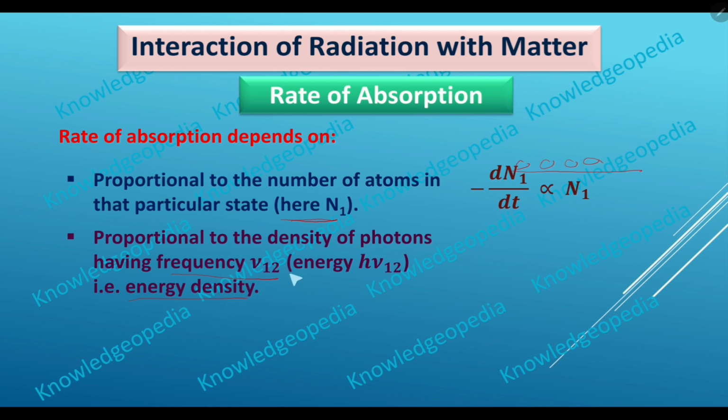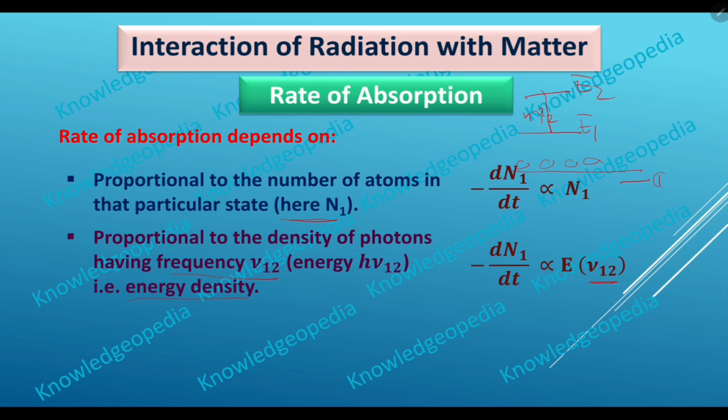What is the density of the radiation we are incidenting on the metal? Frequency nu12, I am writing this because we are considering two states, one at energy E1 and the other at E2. So this difference is h nu12. So nu12 is the frequency which corresponds to the energy difference between E2 and E1. So this rate of absorption is directly proportional to E nu12. This is the frequency which corresponds to this energy difference.